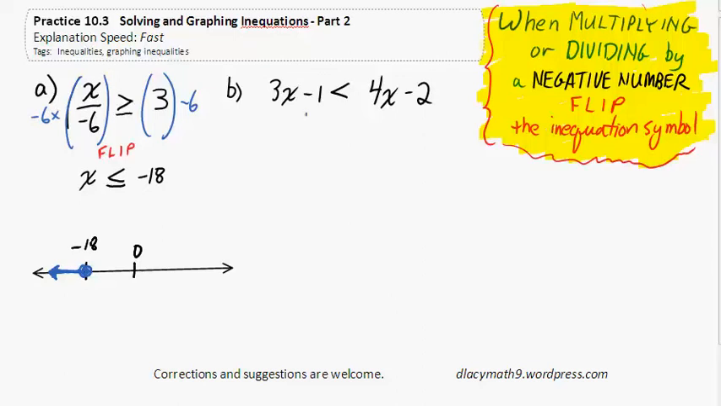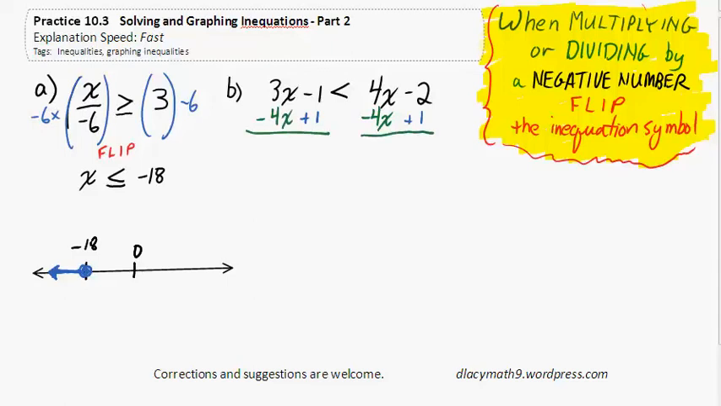B, 3x minus 1 is less than 4x minus 2. With a regular equation, as with an inequation, I would begin by adding 1 to both sides. Since this is the faster explanation, I am going to do 2 steps in one. I'm going to subtract 4x from both sides while I have my pen out.